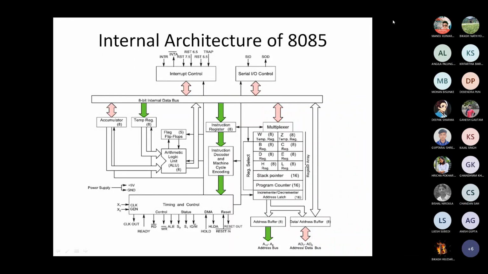Now, I just told you that the ALU performs additions and subtractions. So for all these operations, it needs at least 2 operands. You can see these 2 arrows over here.